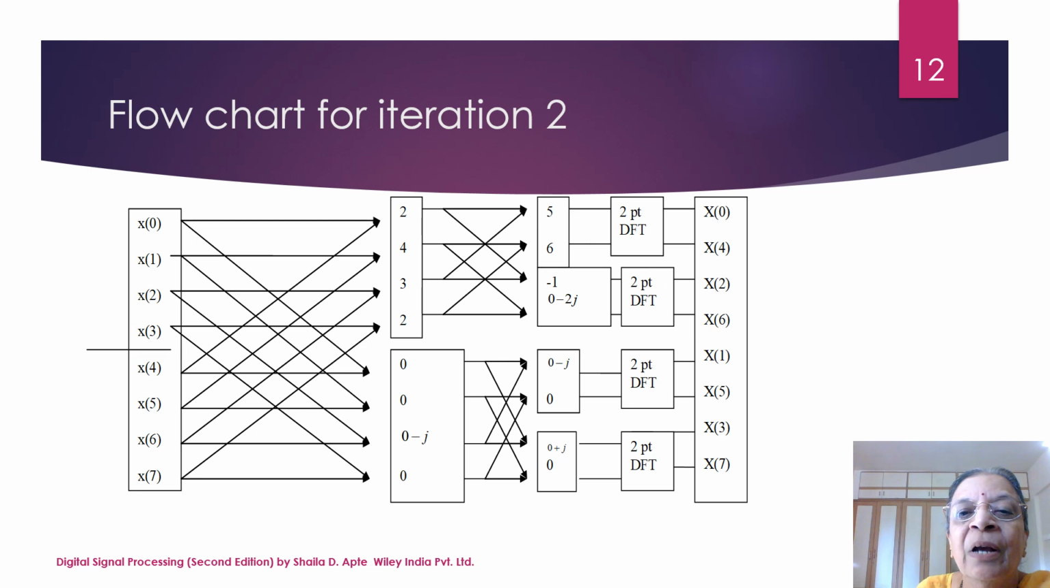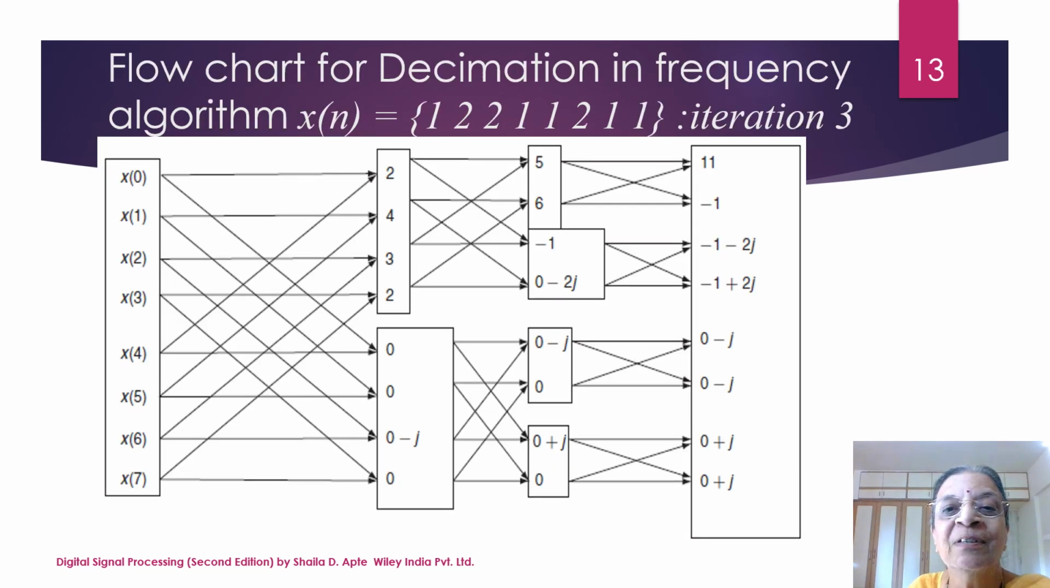Now we have to carry out 2-point DFT on these values. So we have divided the 4-point DFT problem into two 2-point DFT problems. And finally, the DFT coefficients that we get are in this order: x0, then x4, x2, x6, x1, x5, x3 and x7. Now we'll write this 4 as 001, 2 as 010, 6 as 011 and so on. So we write it in the binary form, and let's see what happens here.